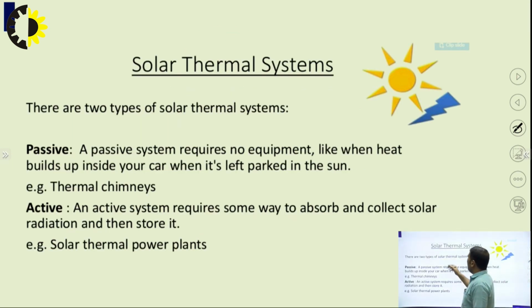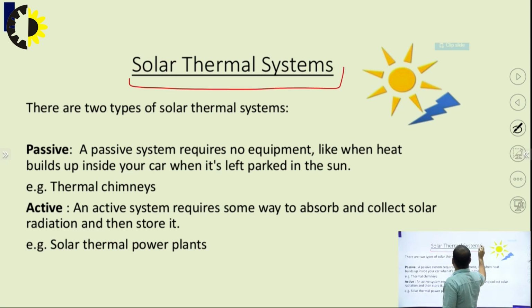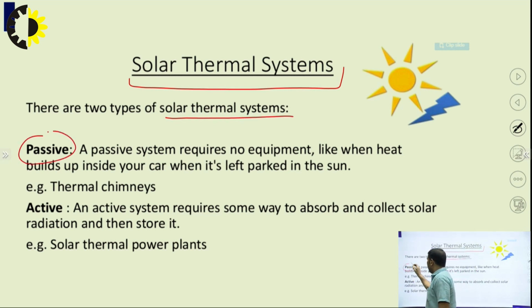If you talk about the basic concept of the solar thermal system, if you broadly classify them, solar thermal systems are of two types: one is the passive one, another one is the active one. In case of the passive one, a passive system requires no equipment. For example, heat builds up inside your car when it is left parked in direct sunlight. An example of this is the thermal chimney.